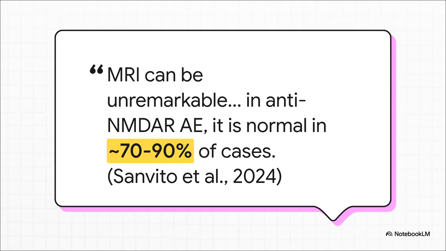I want you to burn this quote into your brain. This is one of the most critical takeaways of this entire talk. A normal brain MRI does not, I repeat, does not rule out autoimmune encephalitis. This is especially true for the most common type, anti-NMDR encephalitis, where the first MRI is normal in up to 90% of patients. The diagnosis of AE is made clinically and with lab tests, not with the picture. Do not let a normal MRI scan talk you out of the diagnosis if the clinical story fits perfectly.